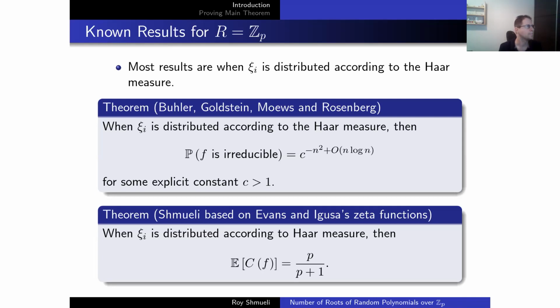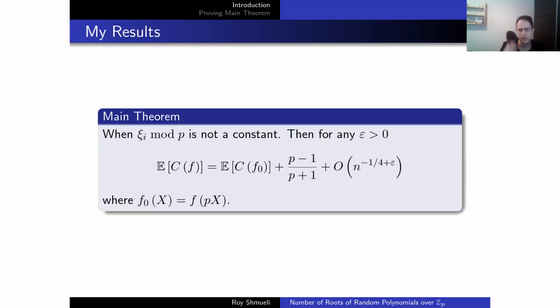So my main result is that if the distribution of the coefficients modulo p is not a constant, then the expected number of roots is the expected number of roots of the polynomial f0, plus another constant, as you can see here, and some error term. The polynomial f0 is f of p x.